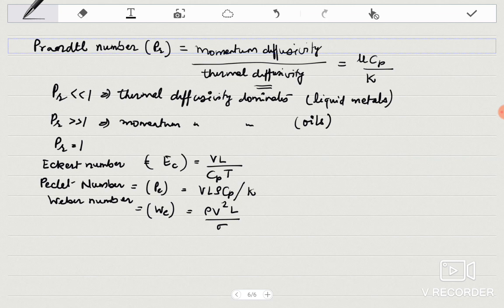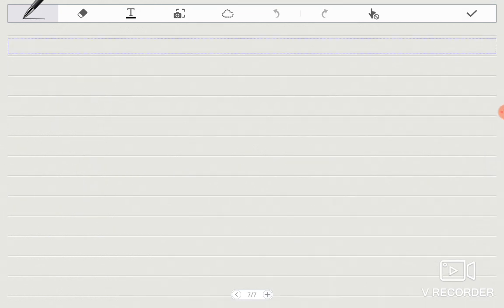If I talk about their importance, I would mention a very simple example to show how these numbers are important. Suppose you have some oil of a specific gravity of 0.85, or I can say it is the density.